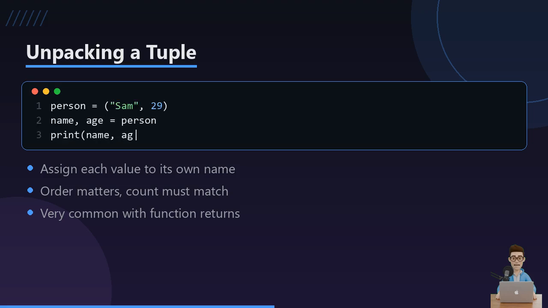Unpacking just means splitting a tuple into separate variables in one line. Notice how name and age line up in the same order as the tuple itself. That order is exactly why tuples are so handy for returning more than one value from a function.